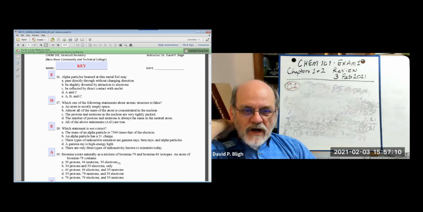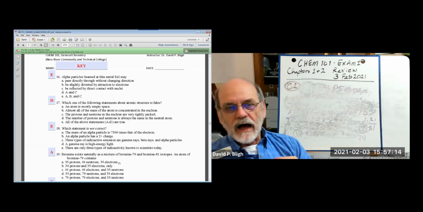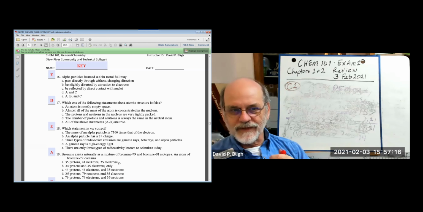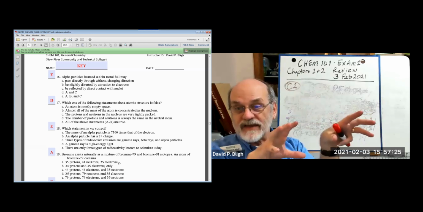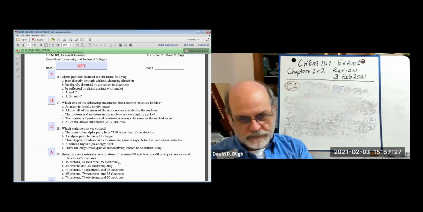The number of protons and neutrons is always the same in the neutral atom. Wrong. That can't be right, because we know isotopes, where we have two of the same element, but each atom has a different mass. That's an isotope.